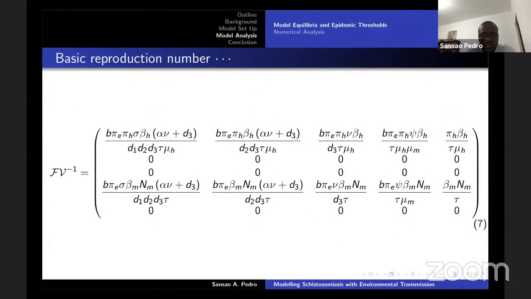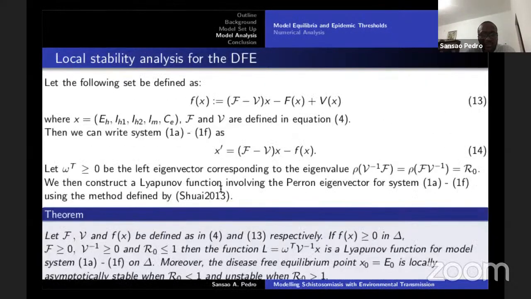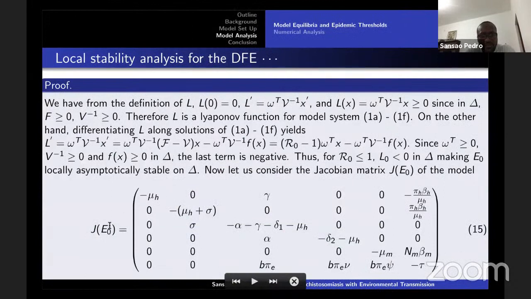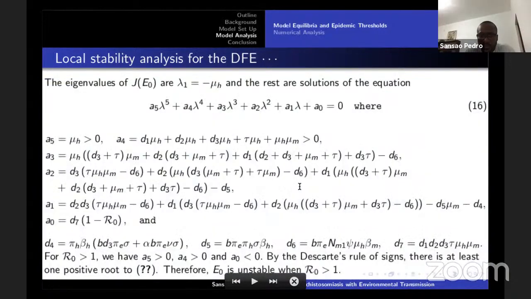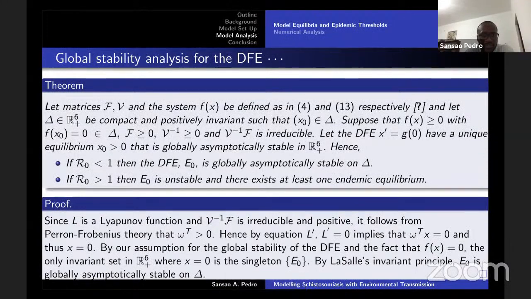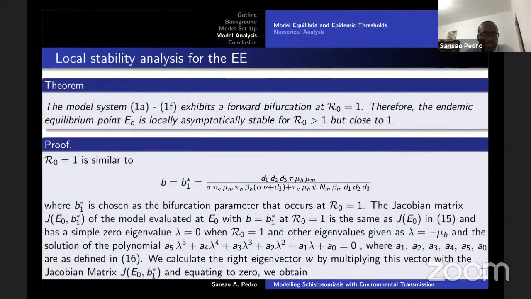We also had to think about what happens. Does it mean that the disease-free equilibrium does not exist if R naught is greater than 1 or not? So we include the Jacobian. We are considering the Jacobian of the system at the disease-free equilibrium. Done already. I think I should rush. I don't need to go into this detail.